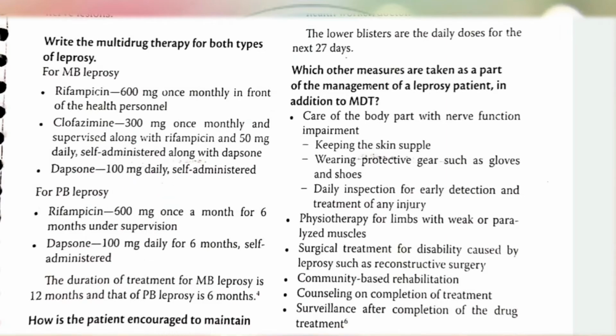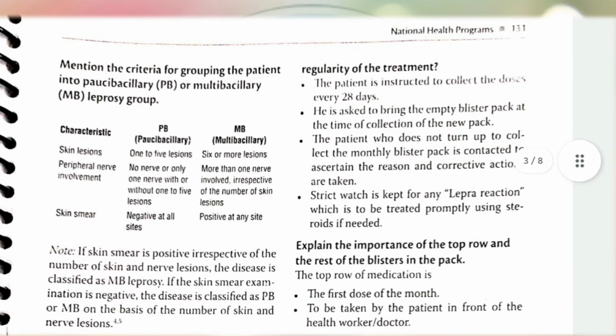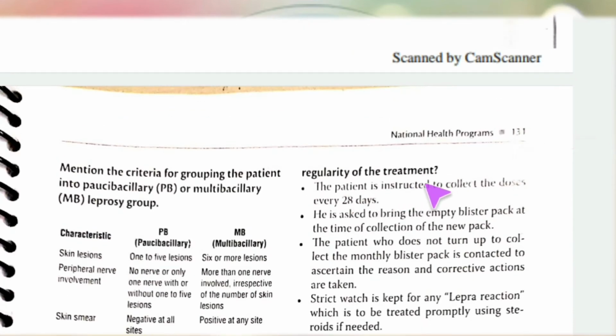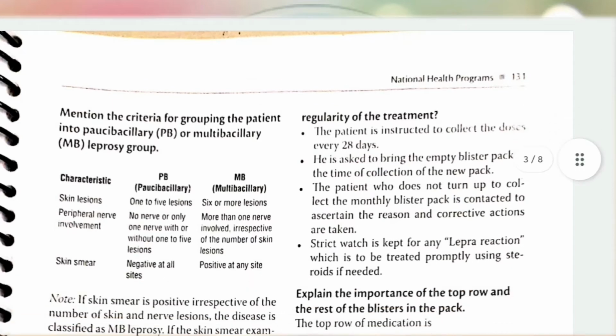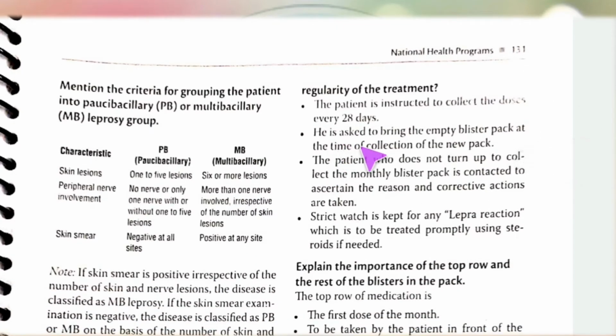How is the patient encouraged to maintain regularity of the treatment? So the patient is instructed to collect the doses every 28 days. Number 1. Second, he is asked to bring the empty blister pack at the time of collection of the new pack. A patient who does not turn up to collect the monthly blister pack is contacted to ascertain the reason, and corrective actions are taken. Strict watch is kept for any lepra reaction, which is to be treated promptly using the steroids if needed.